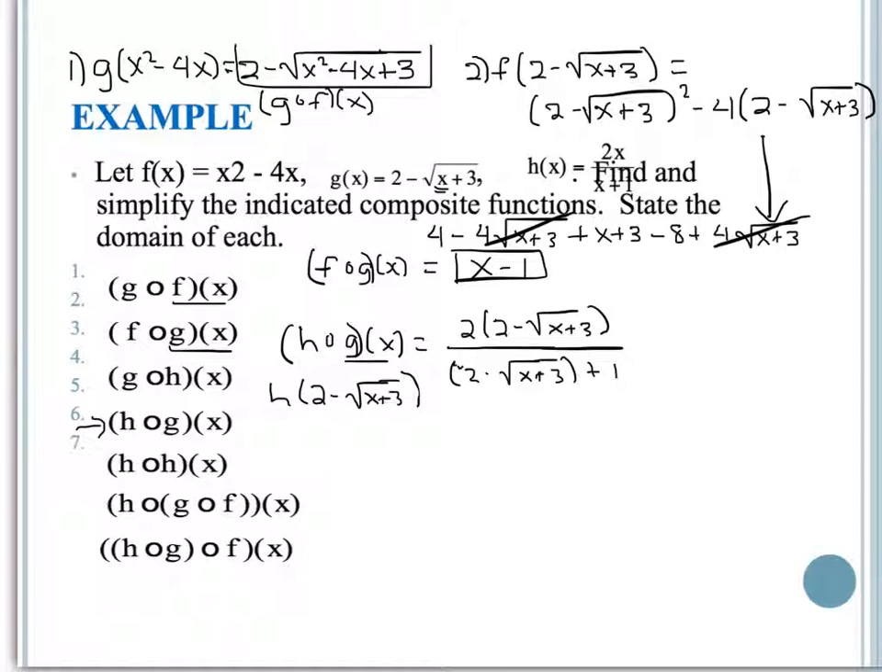so that's just beautiful. And if I do a little bit of simplifying, but I'm going to try to avoid doing too much simplifying, I need to distribute the 2 in the numerator, and so that would give me 4 minus 2 with the square root. And in the denominator, the 2 and the 1 can be added together.